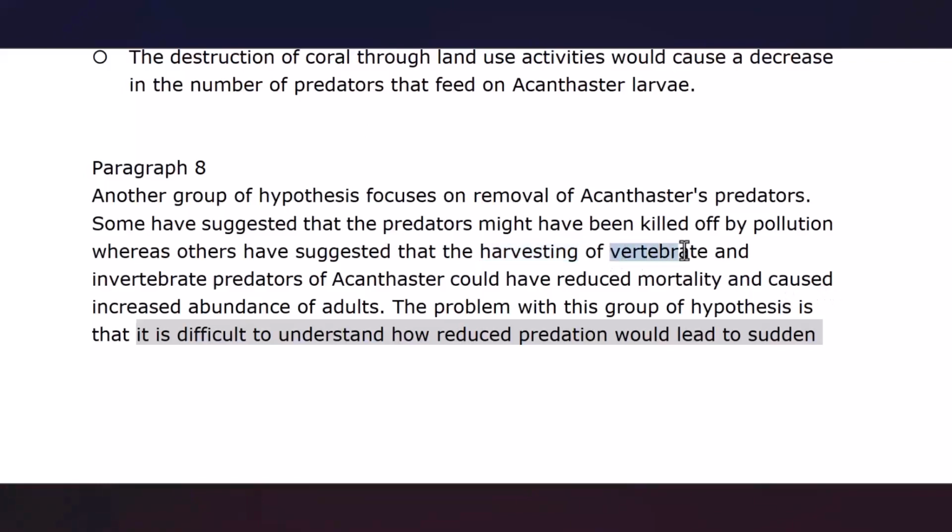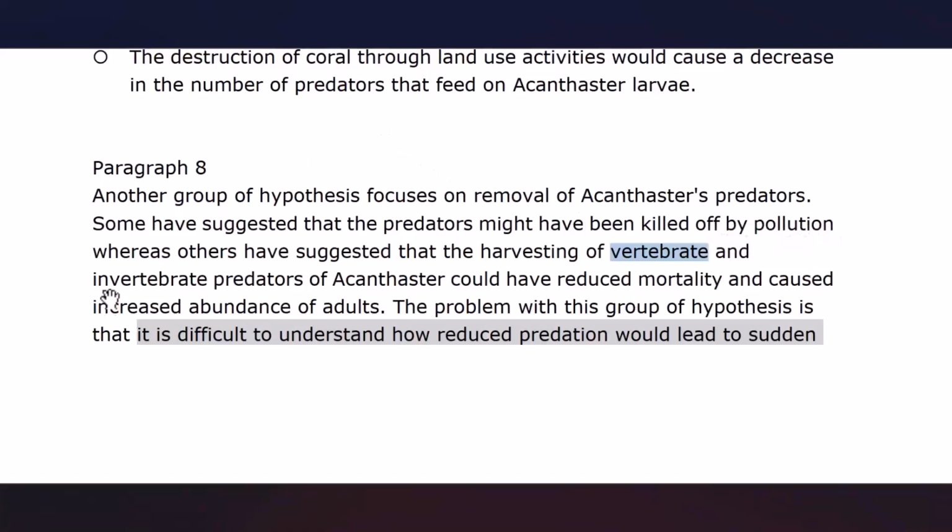Vertebrate and invertebrate are important TOEFL vocabs. You may encounter these words in TOEFL materials frequently. Vertebrate is used to refer to a species having a spinal column, a spinal cord, like a human being.